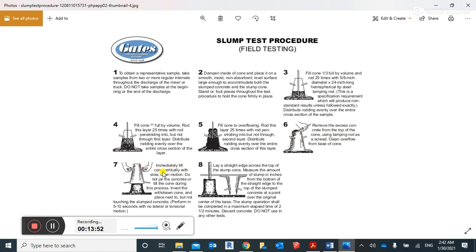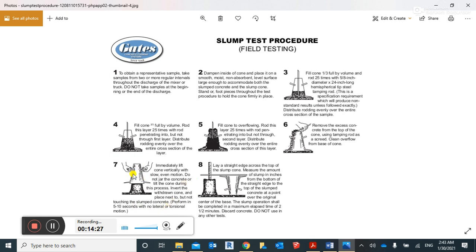After this procedure, we remove the cone immediately. Lift the cone vertically with a slow, even motion. Do not jar the concrete or tilt the cone during this process. Invert the withdrawn cone and place it next to, but not touching, the slumped concrete. Perform this in 5 to 10 seconds, with no lateral or torsional motion.